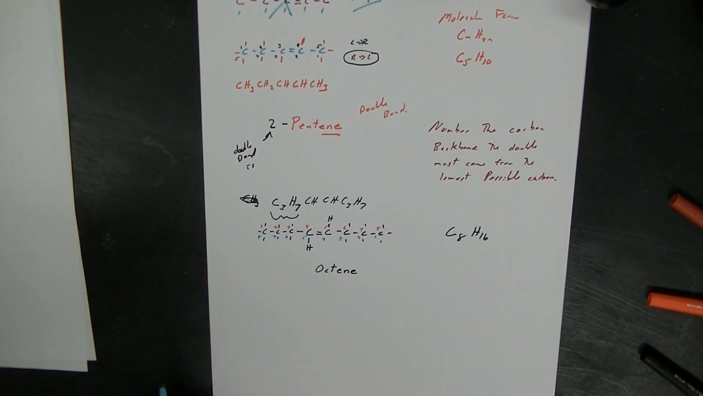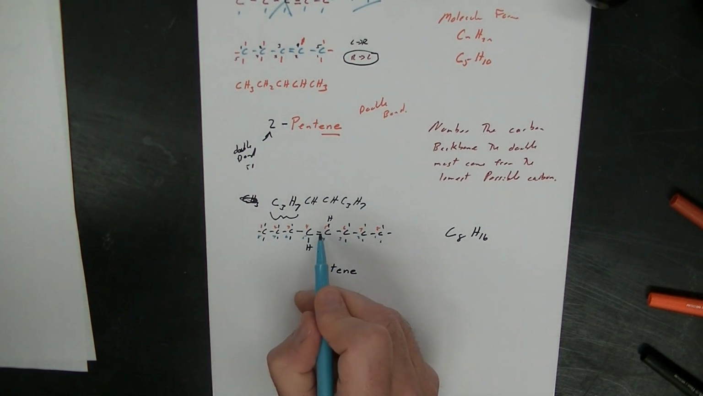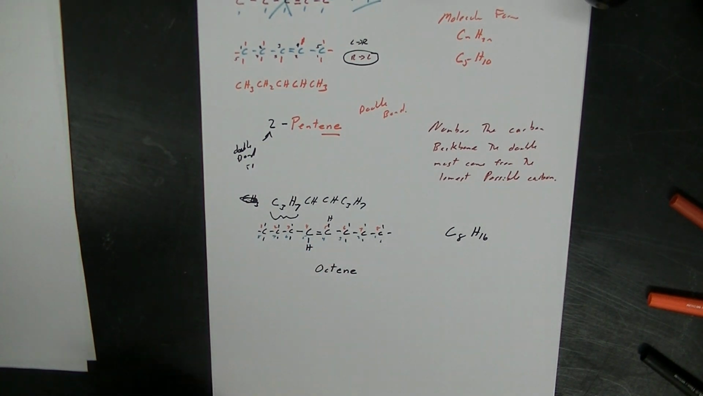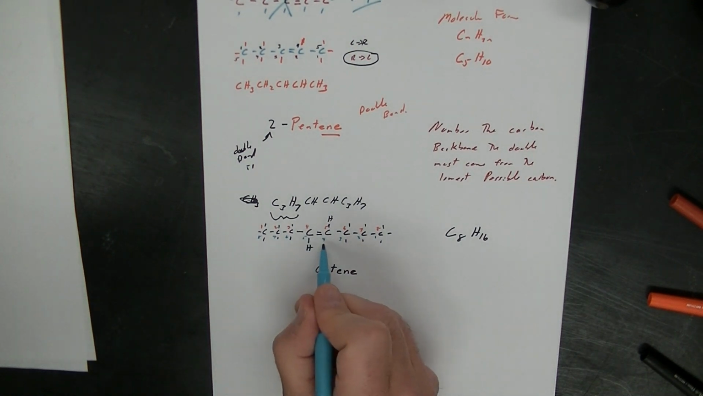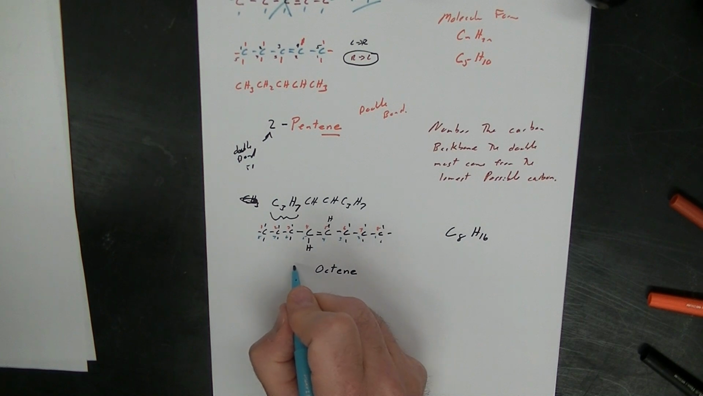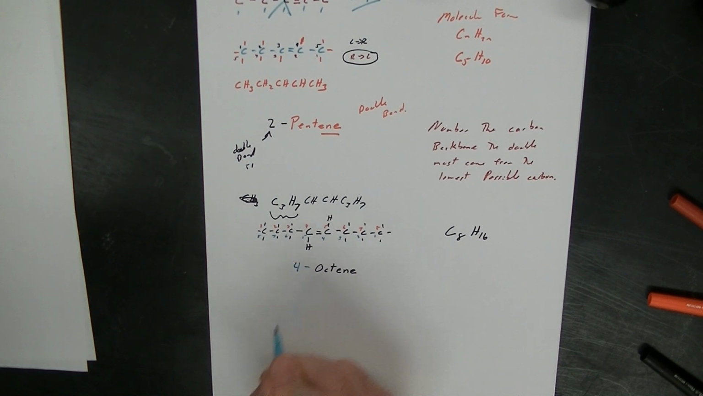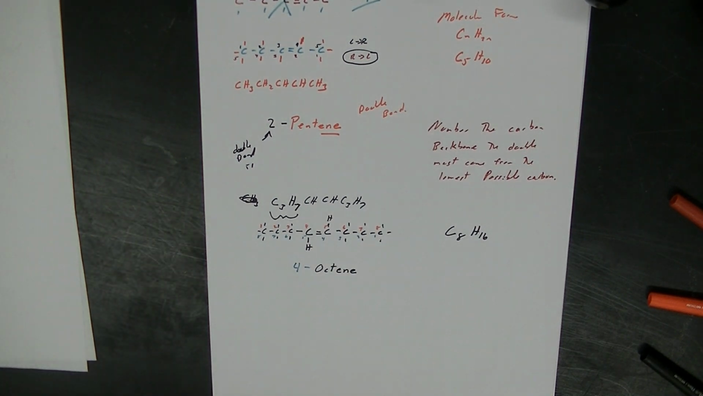Okay, now I did this one on purpose because does it matter which way we number it? And the answer is no, because it's smack dab in the middle of the molecule. All right, so no matter which way you go, it's coming off the 4 carbons. So this would be 4-octene.